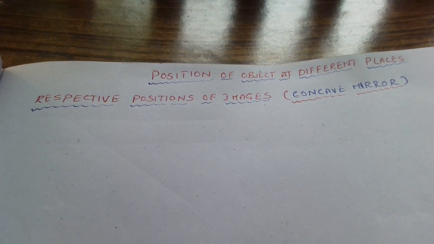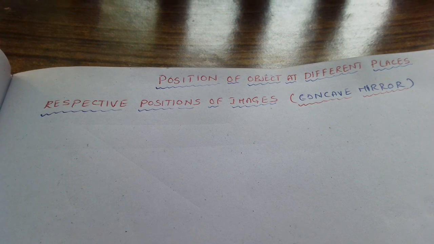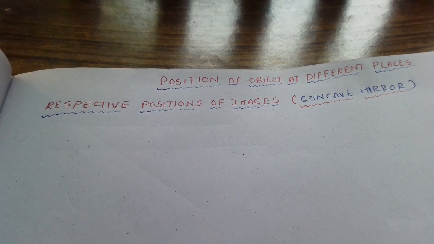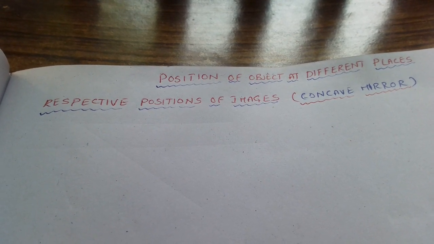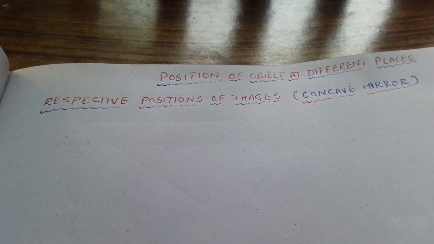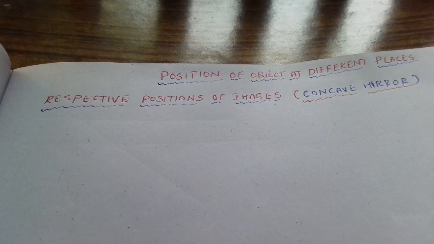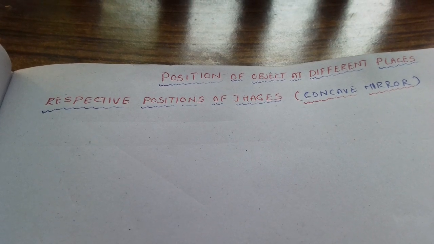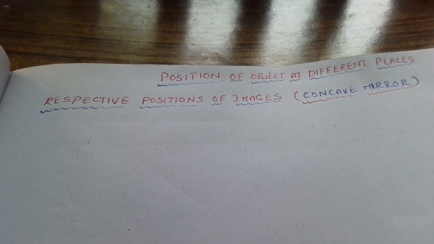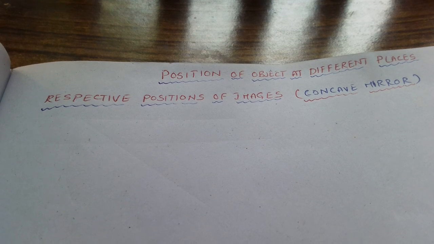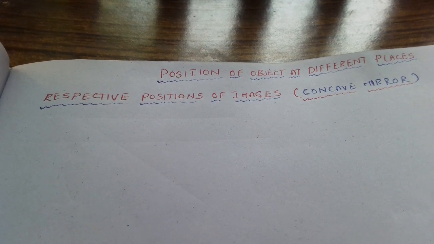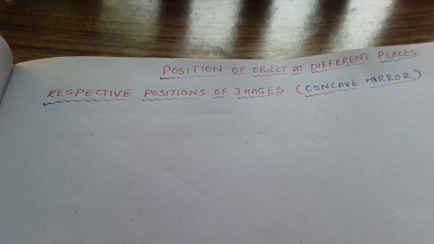Yesterday we have seen the rules of drawing ray diagrams for a concave mirror. There are four incident rays. First one is traveling parallel to principal axis, and the second one is passing through focus, and the third one is passing through center of curvature, and the fourth one is striking the mirror at P.